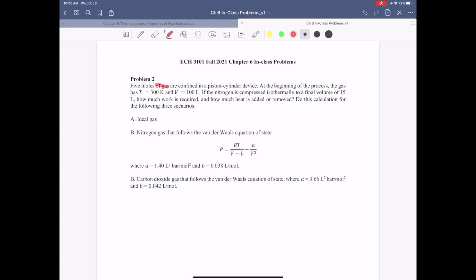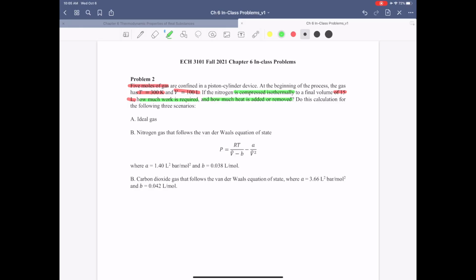We have 5 moles of a gas in the piston cylinder device. Initially, this gas has a temperature of 300 K and a volume of 100 liters. This gas is then compressed to a final volume of 15 liters. The problem is asking us to solve for how much work is required to do the compression, and also how much heat is added or removed in order to do this compression. I'll also note that this compression is done isothermally.